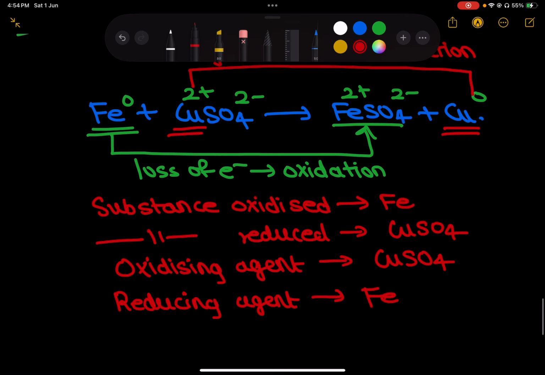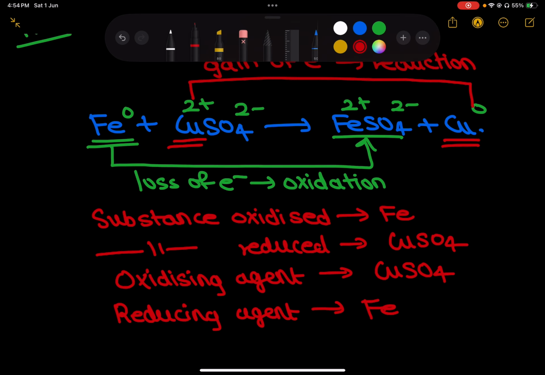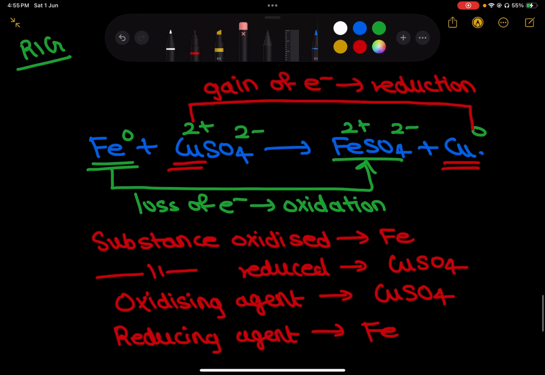So in this way, they might ask substance oxidized, substance reduced, oxidizing agent, reducing agent. You should be able to give this whole explanation for that type of sum. It might come for 3 or 4 marks, so 1 mark or half mark each. And they might ask the definition of a redox reaction as well, so that it becomes 3 or 4 marks in total. That is kind of the marking scheme here, whatever I have seen.